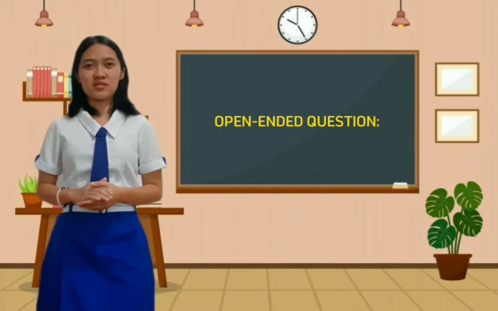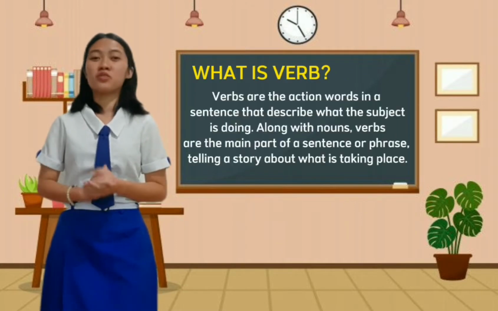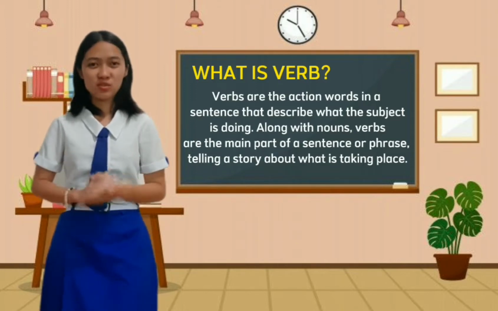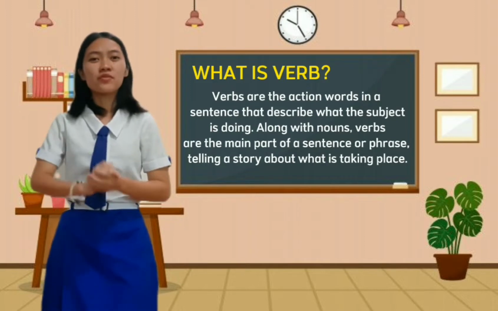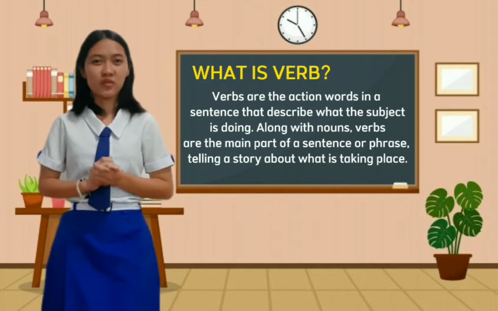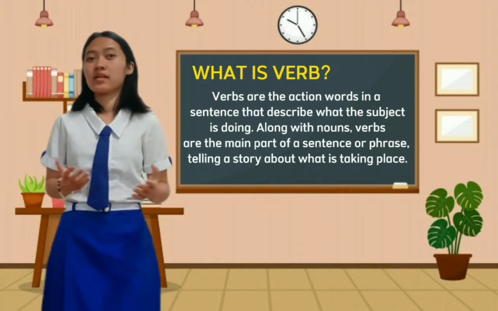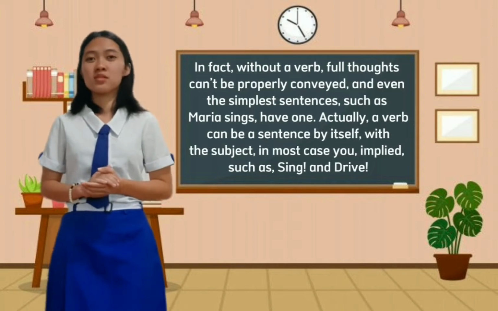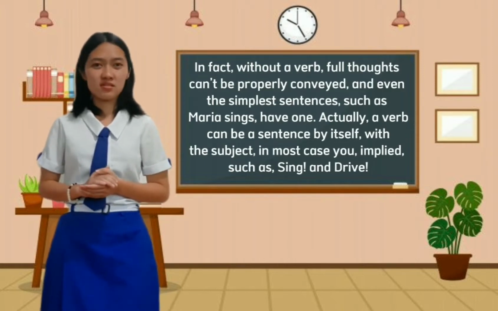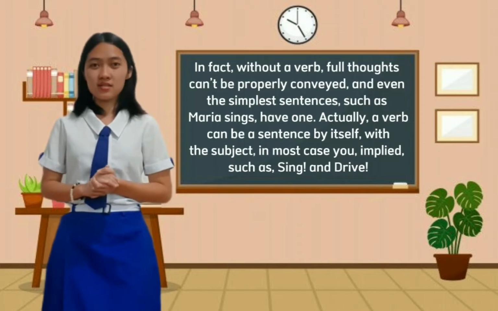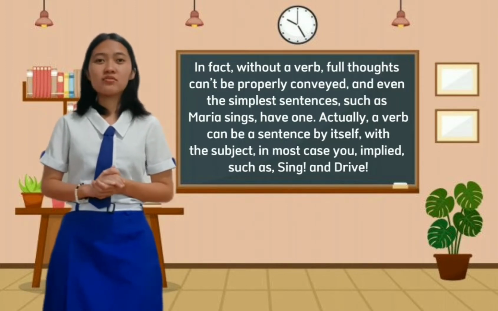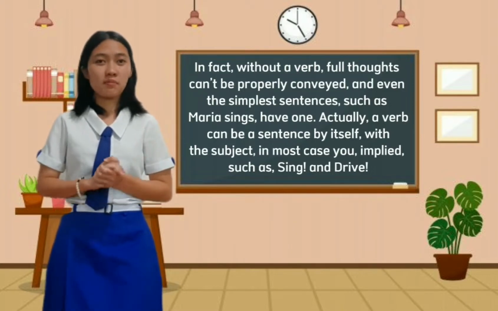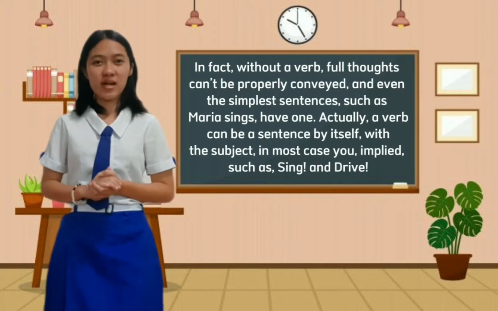It's open-ended questions. What is a verb? Verbs are the action words in a sentence that describe what the subject is doing. Along with nouns, verbs are the main part of a sentence or phrase, telling a story about what is taking place. In fact, without a verb, full thoughts can't be properly conveyed, and even the simplest sentences, such as Maria sings, have one. Actually, a verb can be a sentence by itself, with the subject, in most cases, implied, such as sing and drive.